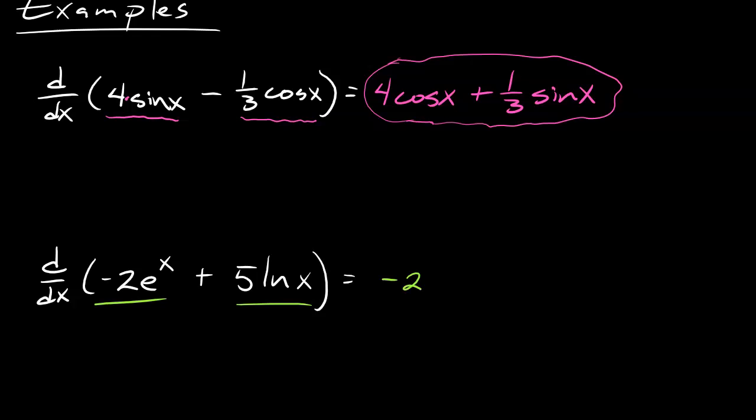Yep. -2. And then derivative of e to the x is e to the x. You're right. It's identical. How about the second one? Yep. 5 times 1 over x. I'll just write this first. But what you said is perfect. I'm guessing most people would write 5 over x first because it's positive, and then write -2 e to the x second, but it really doesn't matter.